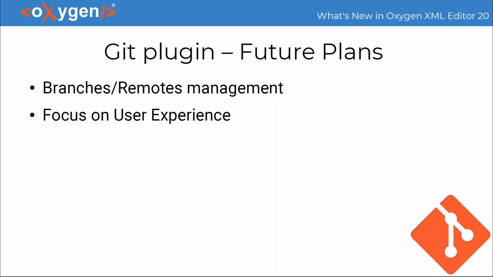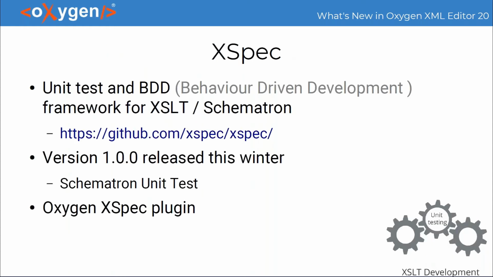The next plugin regards XSpec. So XSpec is a unit test and behavior-driven development framework for writing unit tests for XSLT and Schematron. It is a project on GitHub, and it's quite alive. Version 1 was released this winter. Actually, it's the version that brings the Schematron unit testing functionality.